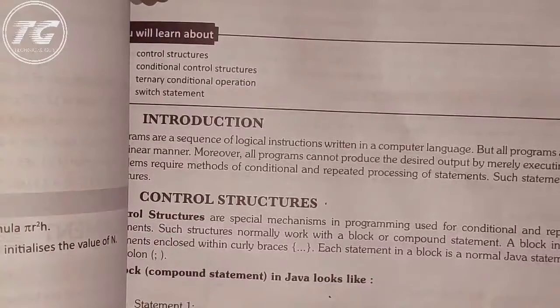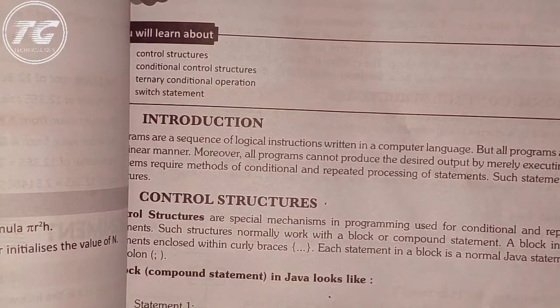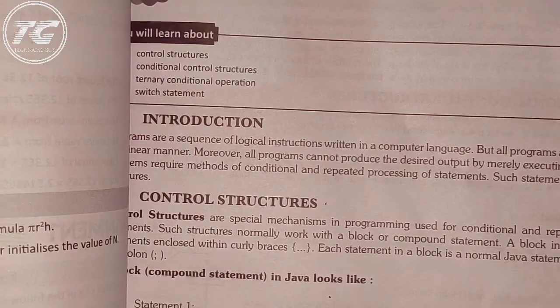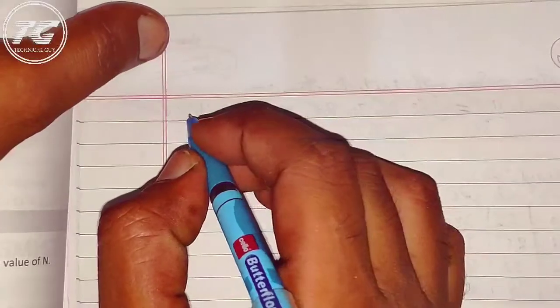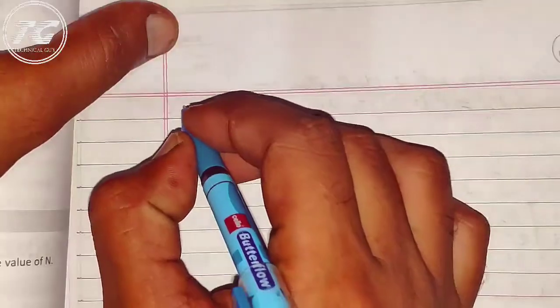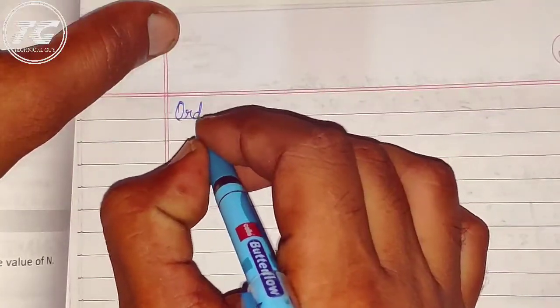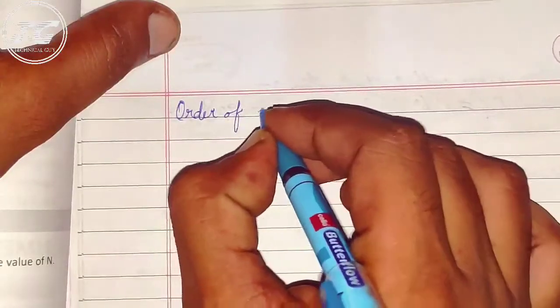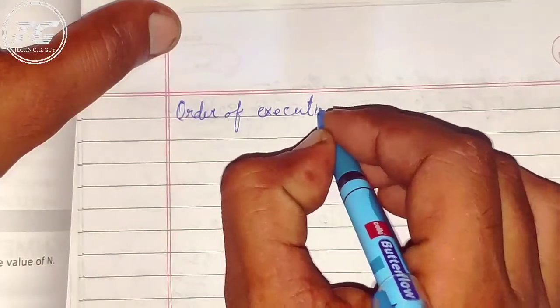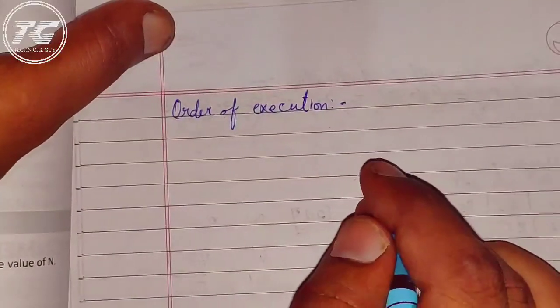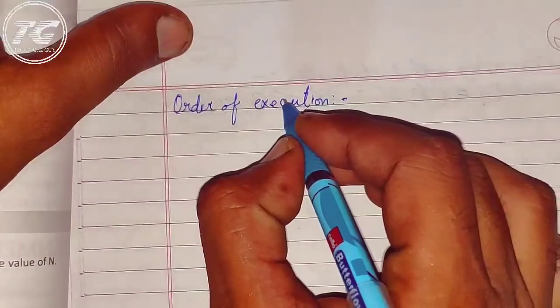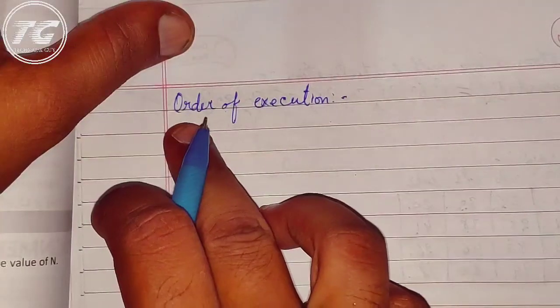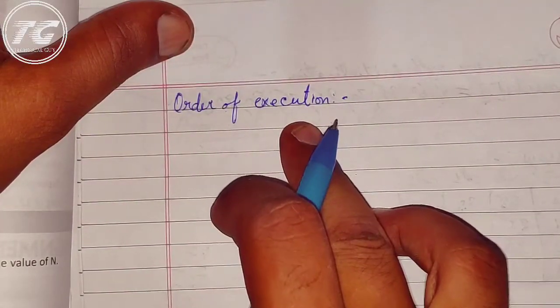So, before moving further, we must know how a Java program executes, or what the execution order of a Java program is. So here we have the order of execution of a program. The order of execution means in which order the statements of a program are executed.